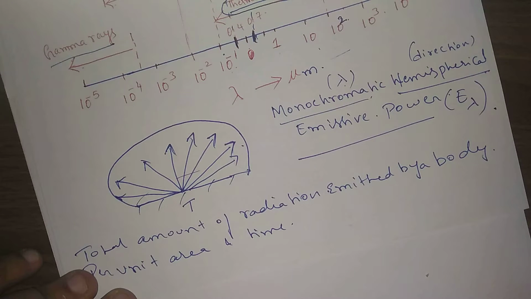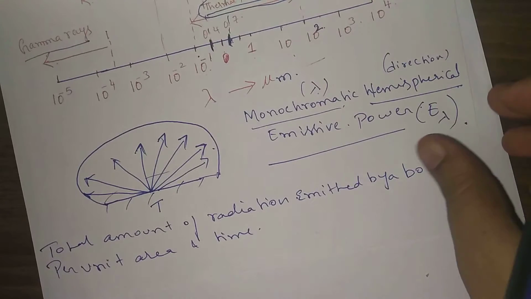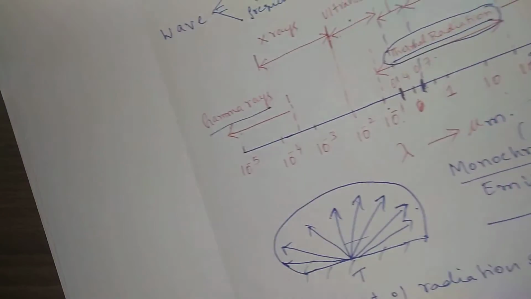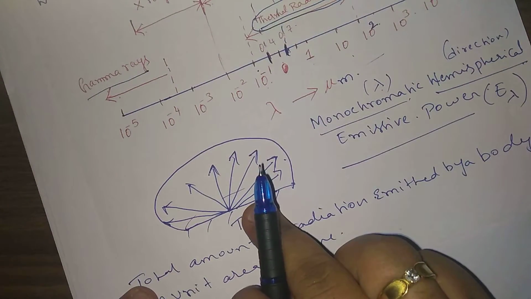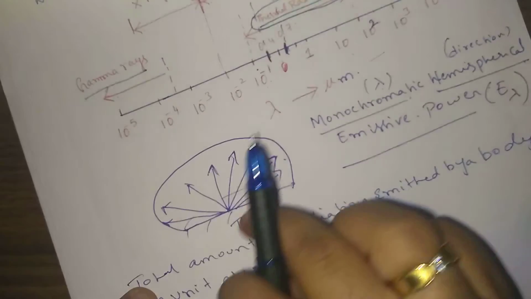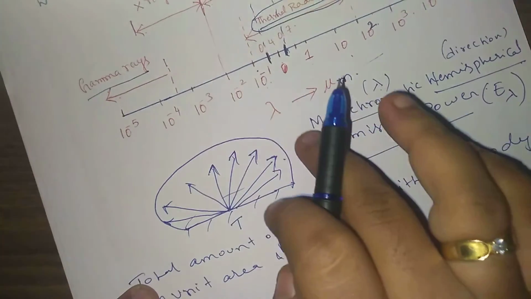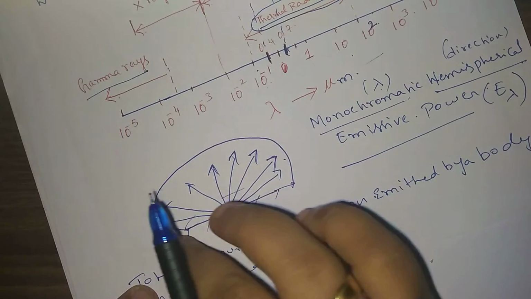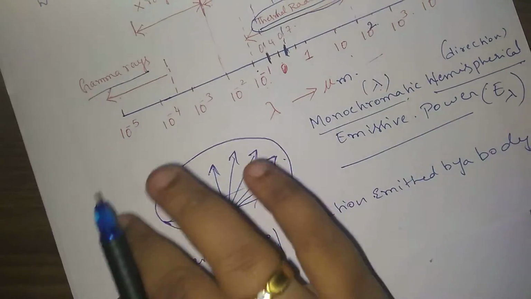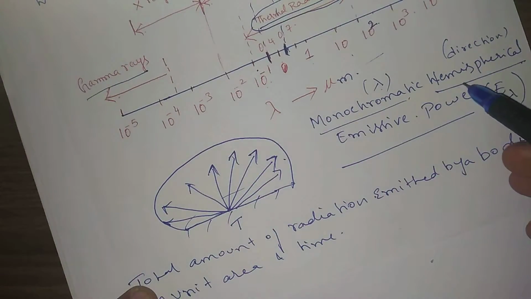Are you able to understand? E lambda denotes what? Monochromatic hemispherical emissive power. Now, there is one more term that comes into the picture. For a given wavelength, what is the amount of radiation that is being emitted? You need to consider, for a given wavelength, the amount of radiation emitted in all directions. That is why this word hemispherical.